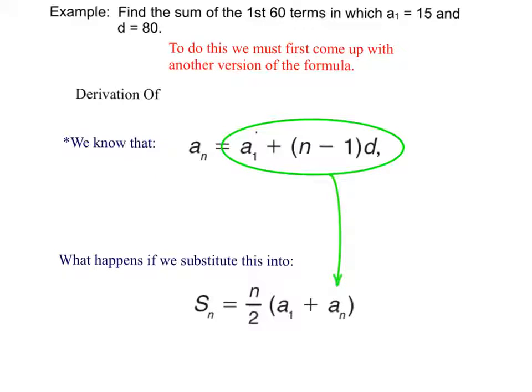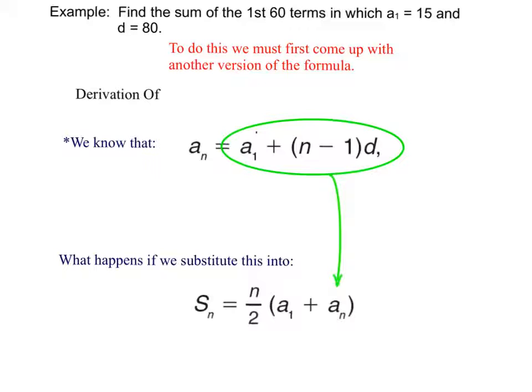For our next type of problem, what we're asked to do is find the sum of the first 60 terms, of which the first one is 15, and we don't know the last one, but we know the common difference is 80. Now you could write down 15, add 80, and keep doing that until you get all 60 of them listed out and then add them up. But that's a long way to do that.